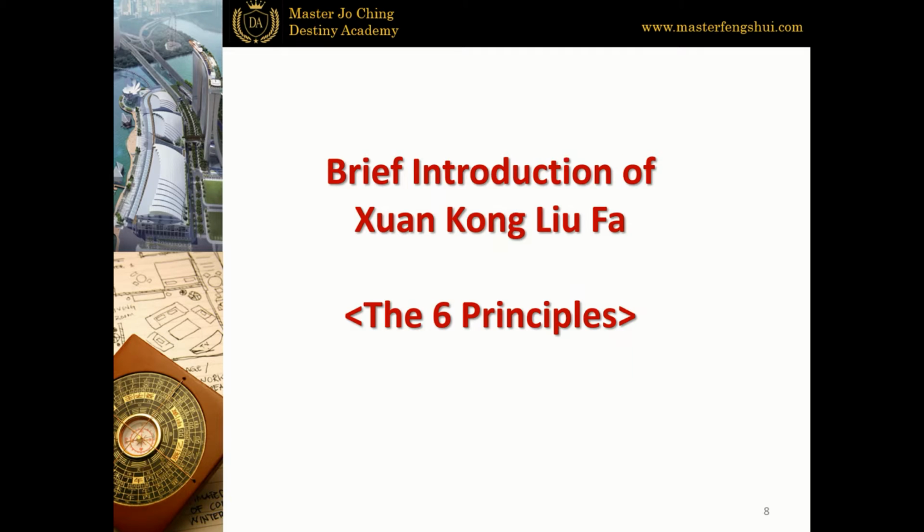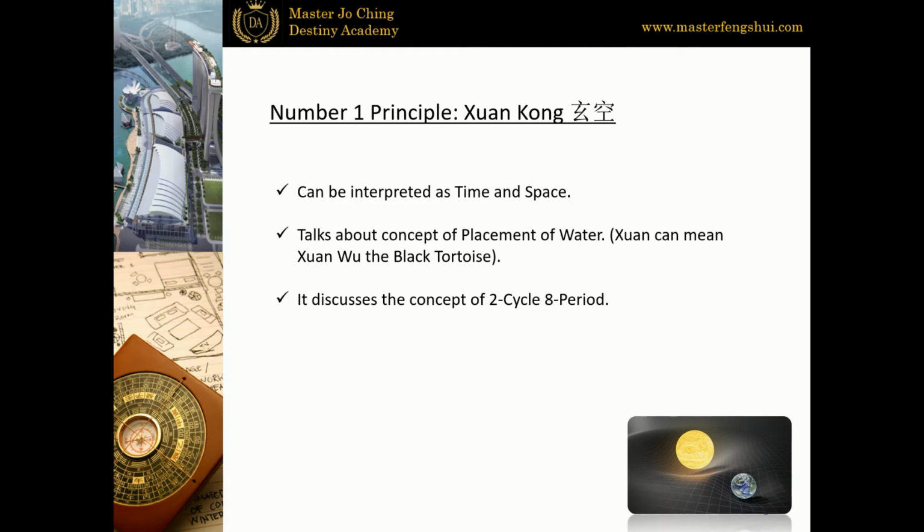Now, let me give a brief introduction of Xuan Kong Liofa and the 6 principles, because in Chinese, Liofa means the 6 principles, or you can call it the 6 philosophies or 6 methodologies. The number 1 principle is the term known as Xuan Kong. Xuan Kong can be interpreted as time and space. It talks about the concept of placement of water, because Xuan can mean Xuan Wu, the black tortoise. So it is about the placement of water. It also discusses the concept of 2-cycle 8 period, whereas in today's context, when you practice flying star, you are probably more familiar with the 3-cycle 9 period system.